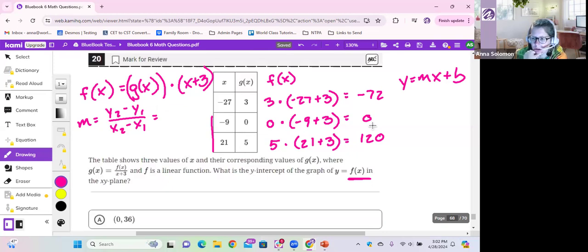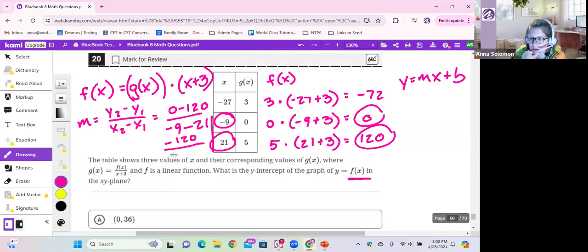But let's make sure we're using the right thing. We're going to use our x's and these y's. So y2, 0 minus 120, and negative 9 minus 21. So negative 120 over negative 30. 12 divided by 3 is positive 4. So slope is 4.